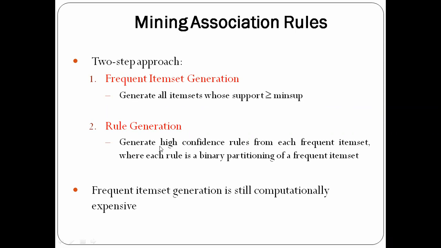Second step is rule generation. So here, if step one is satisfied, if we generate the frequent item sets, then we will be generating the rules here. So we will generate all the high confidence rules from each of the frequent item sets, based on the minimum confidence value. If the confidence of this rule is greater than or equal to minimum confidence, then we will include that rule as having the higher confidence.